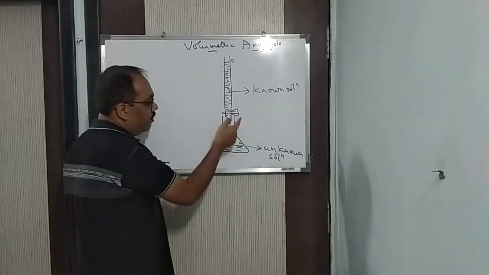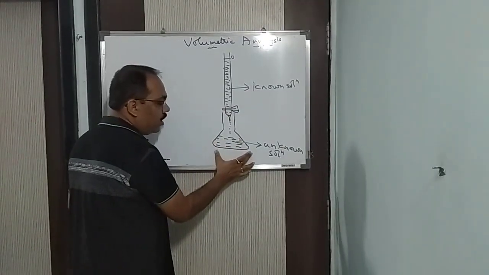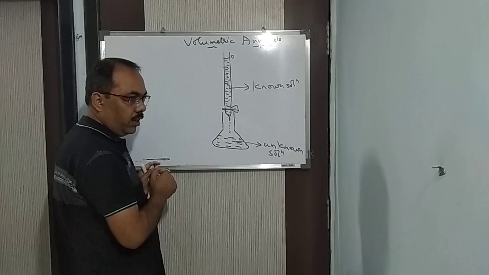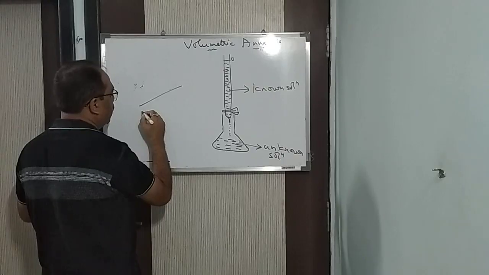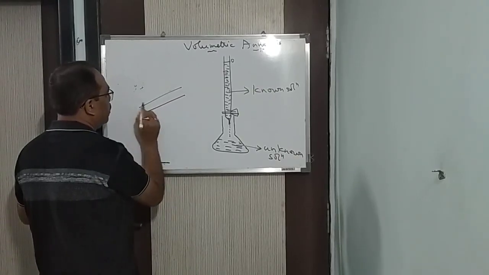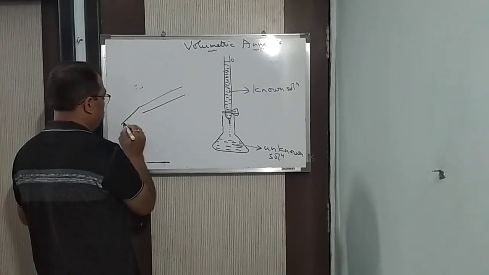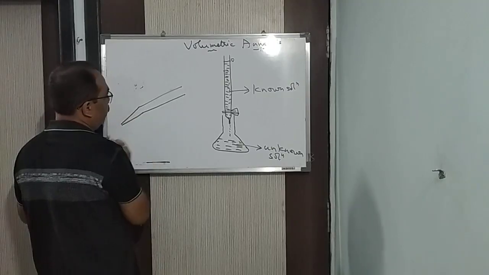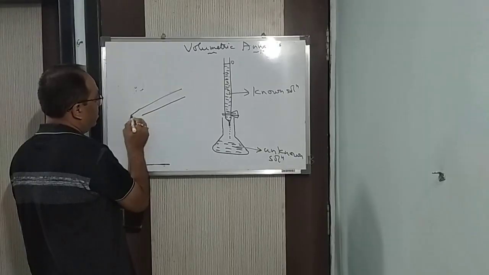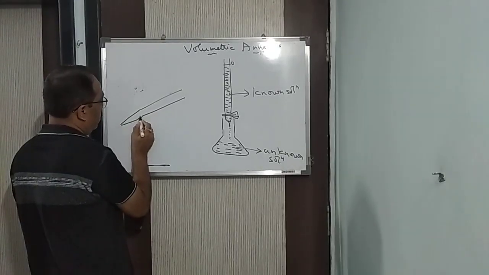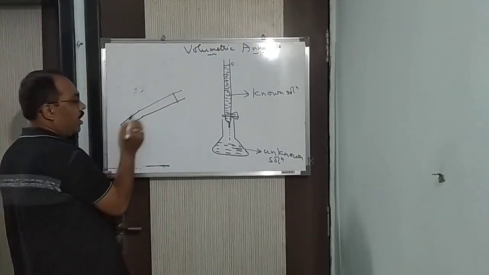Now, before titration, I will tell you the process. How do we take the unknown solution into the titration flask? We have another apparatus, known as a pipette. It has a long mouth, and a marking is present here. Up to this marking, we have to suck the liquid.